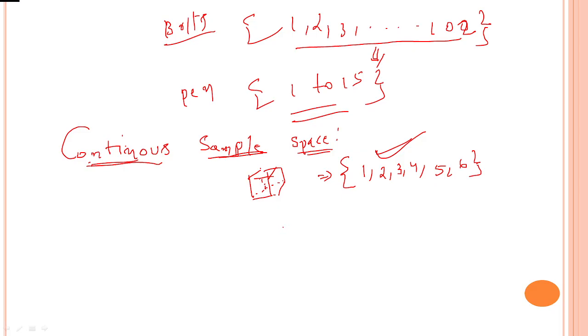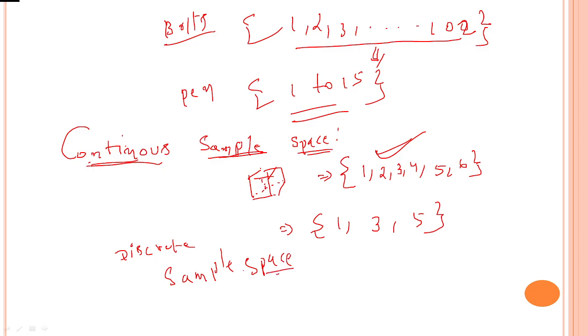Instead of that, if it is defining, for example, only 1 3 5, just assume that, then it is a discrete sample space. Actually it has 6 outcomes, but it is only defining the 1st, 3rd and 5th outcomes. It is defining only in a discrete manner, so then it is called a discrete sample space.